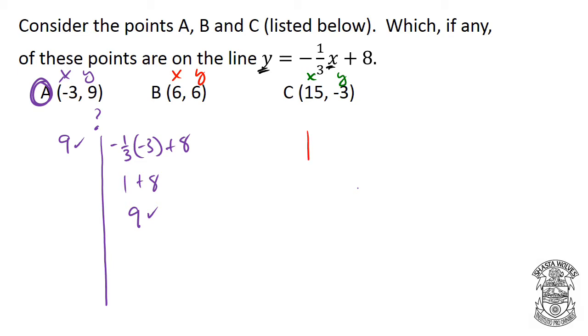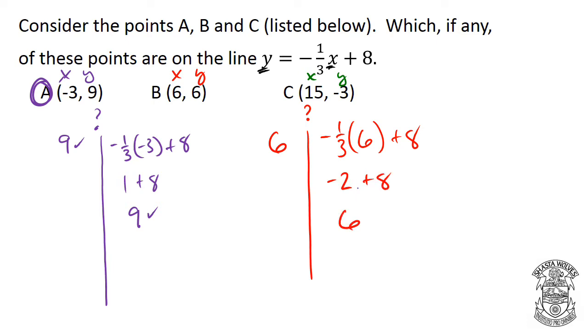For B, same thing. We're going to look at a point right here. For B, y is 6, so I'm going to write a 6 on this side. And on the other side, I'm going to have a negative 1/3 times x, which is 6 also, and then plus 8. Negative 1/3 times 6 is a negative 2, and negative 2 plus 8 is 6. So in both cases, because 6 is equal to 6, B is also on that line.